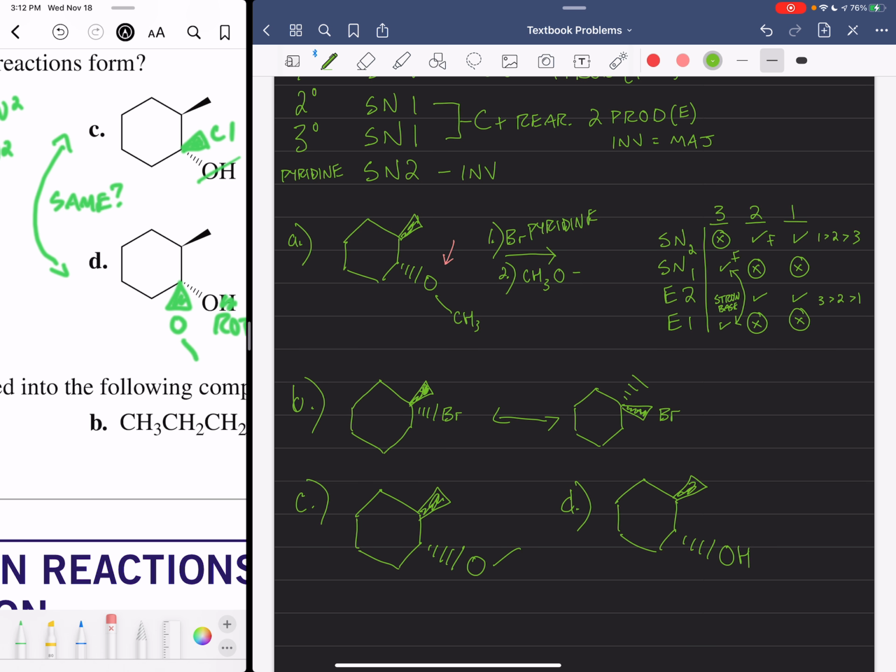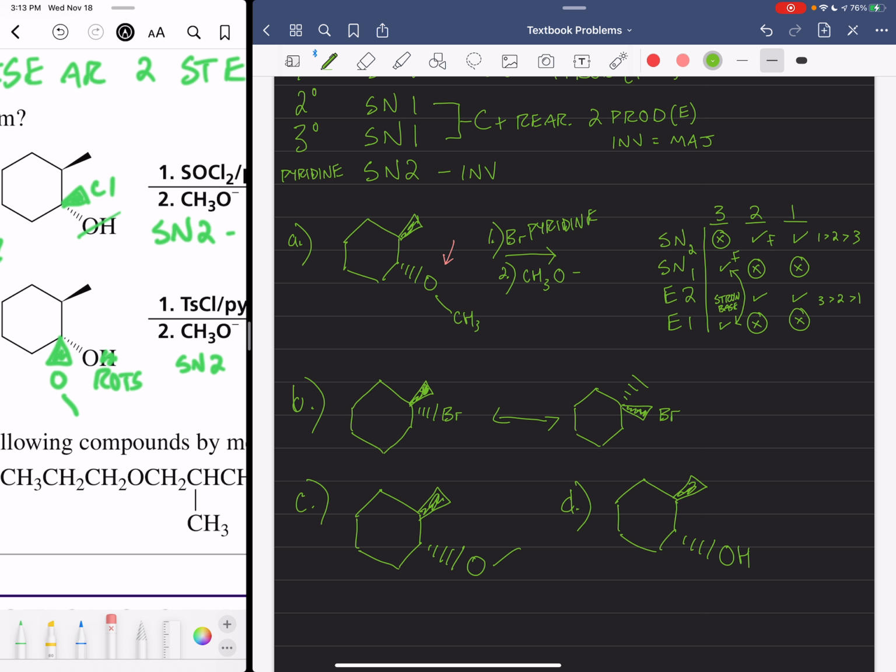This one's a little bit more confusing because I think for some reason the methoxy group is not altered here. TsCl does not cause an inversion. So that's going to be an exception. TsCl, no inversion.